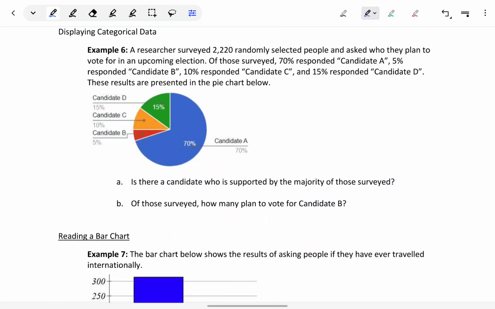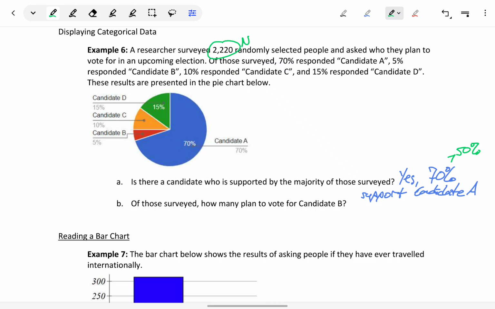Example 6 is a similar problem. We have a new sample size, or new number of people who were surveyed. And in part A, we're asked the same first question. Is there a candidate who is supported by the majority of those surveyed? And in this case, yes, 70% of people support candidate A. And we know that that's enough for a majority because 70% is larger than 50%.